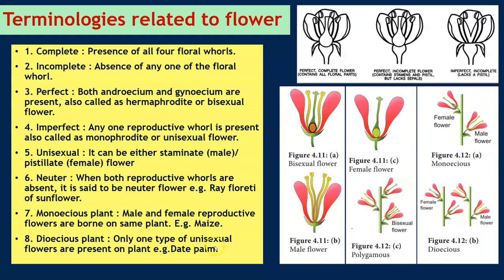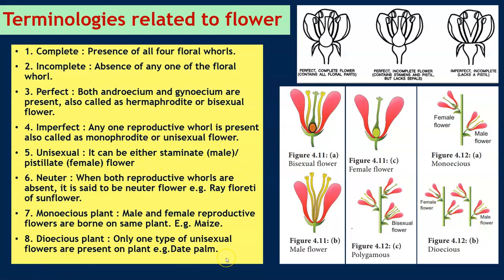where only one type or unisexual flowers are present on the plant, then the plant is called a dioecious plant. Example, we have date. Have a look at this image here. You can see this is one plant which has only the female flowers, and this is another plant of the same type but which has only all the male flowers. So such plants are called dioecious plants.